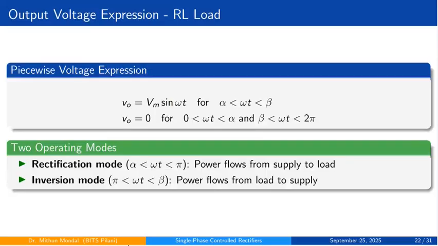If we write the voltage expressions, V naught equals Vm sin omega t for omega t from alpha to beta, beta being the end of the conduction angle, and V naught will be 0 for omega t from 0 to alpha and beta to 2 pi. So there will be two operating modes in this case. One is the rectification mode, when omega t is from alpha to pi, and power flows from the supply to the load. The other is the inversion mode, when omega t is from pi to beta, and power flows from the load to the supply. So the energy present in the inductor will reverse its direction and start flowing from the load to the supply end.